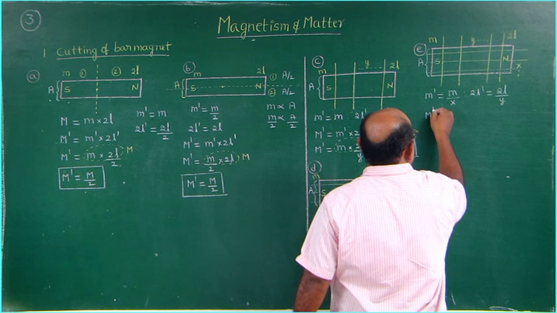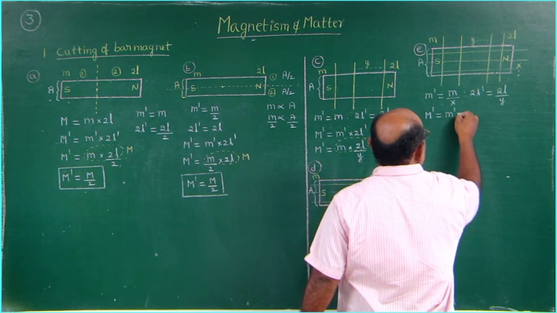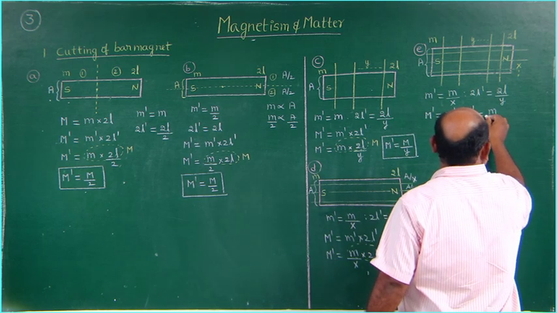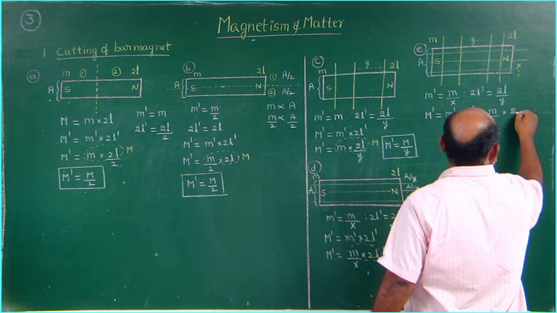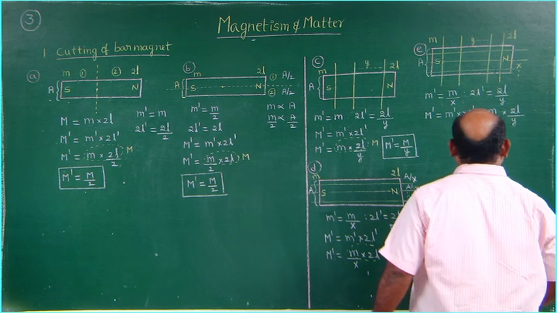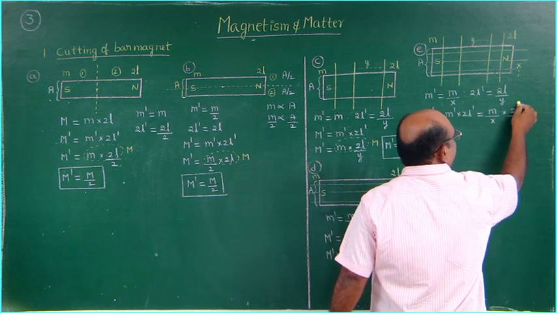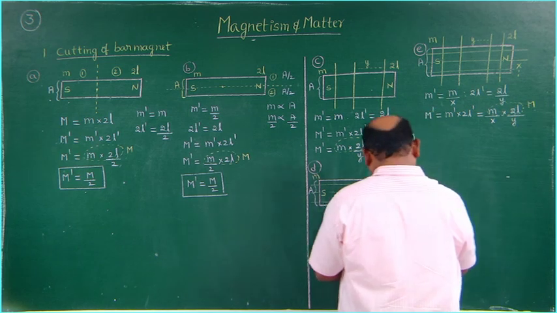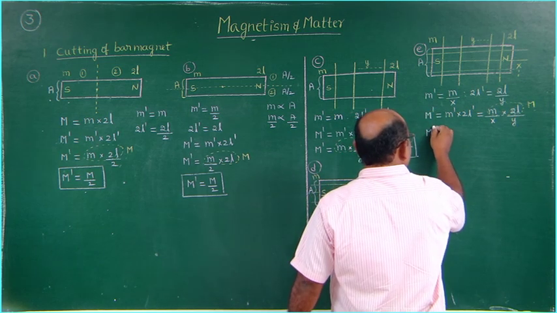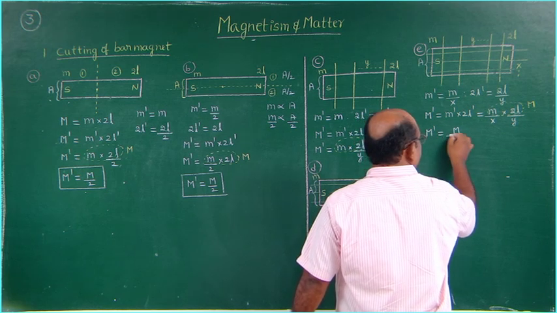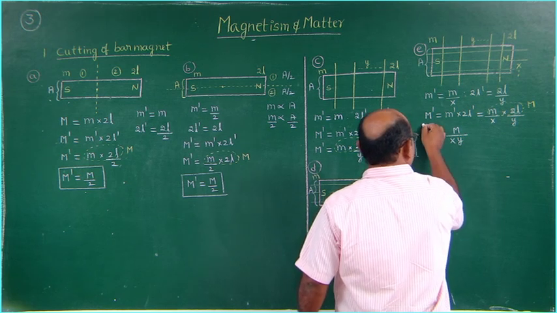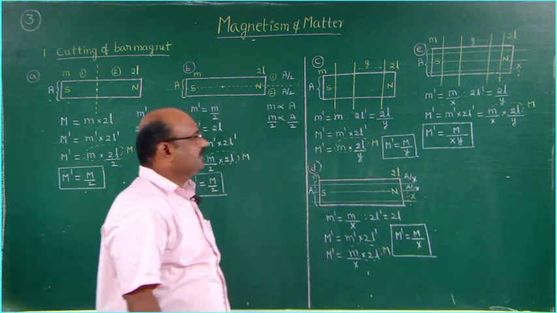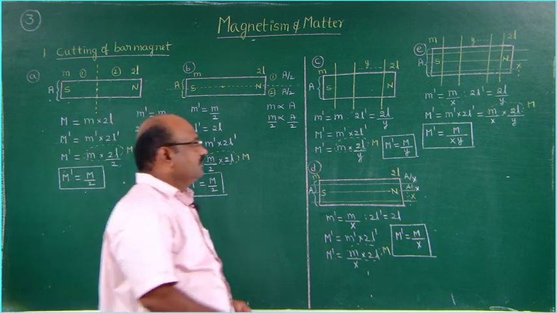The new magnetic moment M dash is equal to small m dash into 2L dash. Small m dash is nothing but m by x into 2L by y. Therefore, m into 2L is nothing but capital M. Therefore, magnetic moment M dash is equal to capital M by x into y. This is another application.